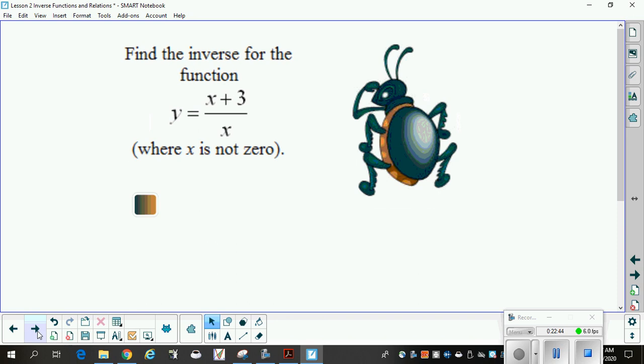This one is exactly like one from our examples earlier. Find the inverse for the function y equals x plus 3 over x, where x is not 0. I put x is not 0 because if x is 0, then this is undefined. So I have to state my restriction. Pause the video now and try it.